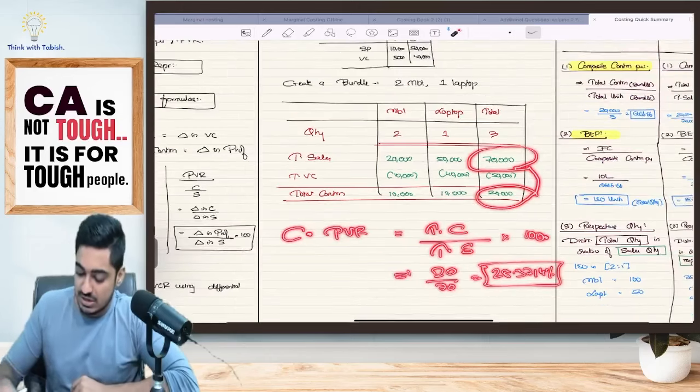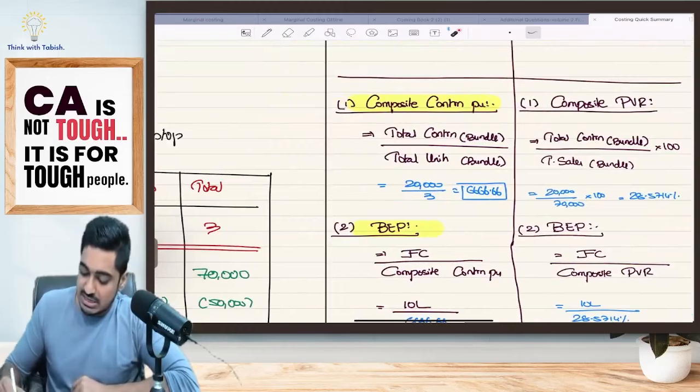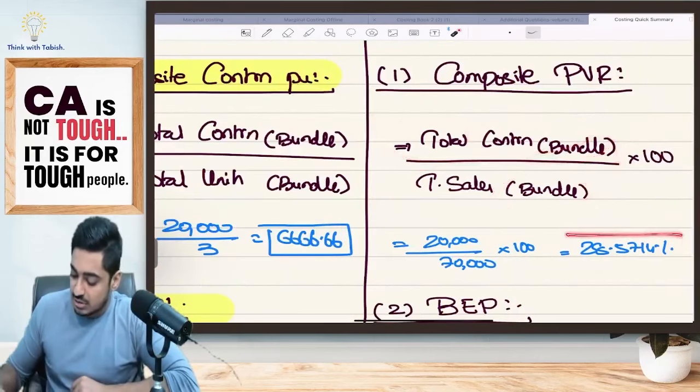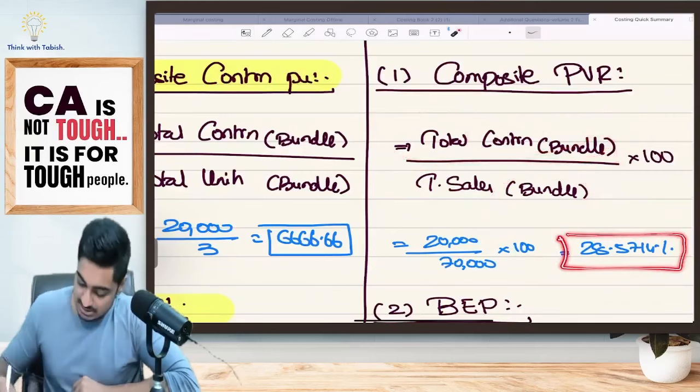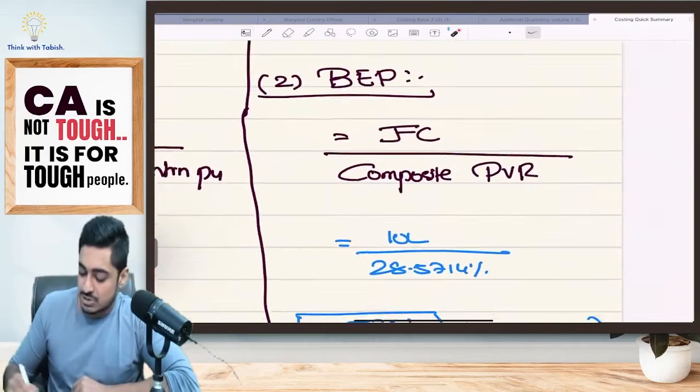So look at this, everyone. Composite PV ratio. PV ratio is nothing but contribution divided by sale, which is nothing but the total contribution of the bundle divided by the total sale of the bundle into 100. I got it as 28.5714%. Okay, once I get this, I will calculate BEP: fixed cost divided by composite PV ratio.